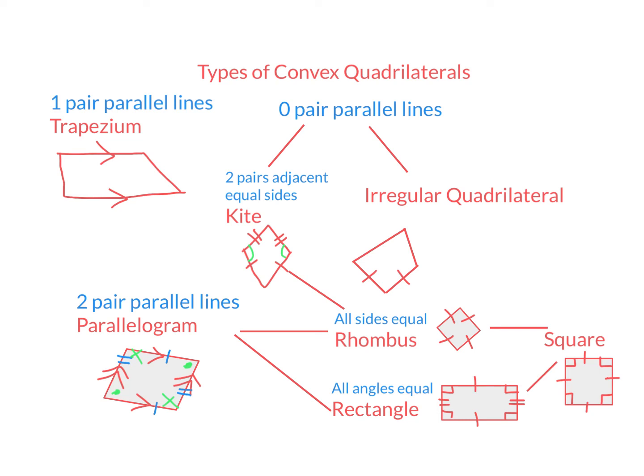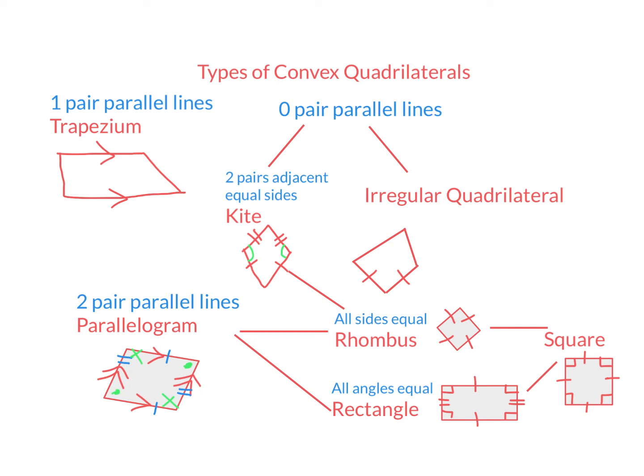If a quadrilateral has no pairs of parallel lines, but it has two pairs of adjacent equal sides, it's a kite. Remember, adjacent means next to each other. This shape here is a kite because it has two pairs of sides that are next to each other and equal. Just make sure you know the difference. Rectangles have opposite sides equal, the sides facing each other. Here we have sides touching that are equal.